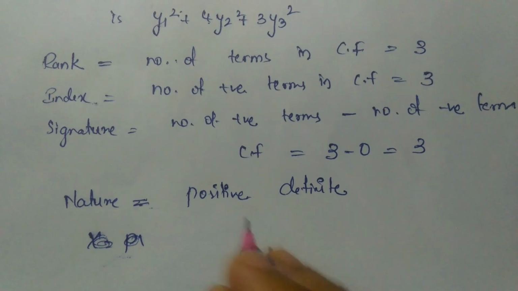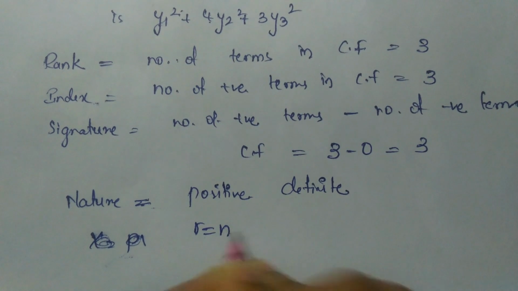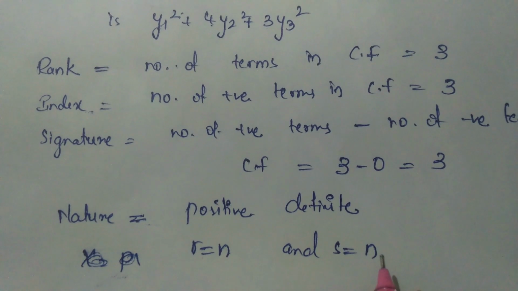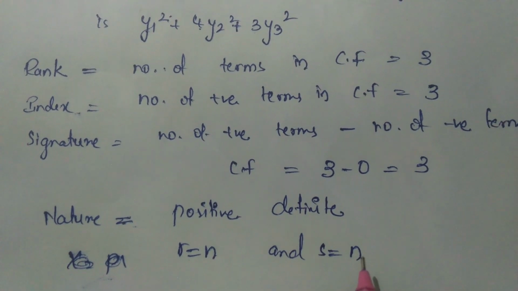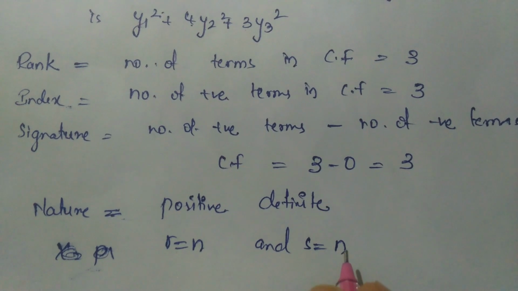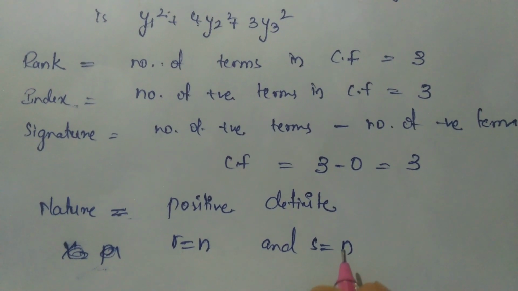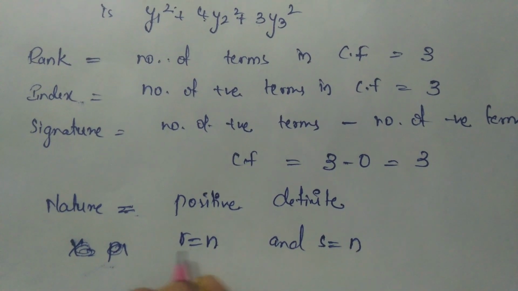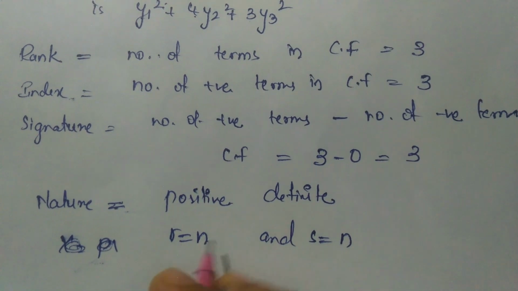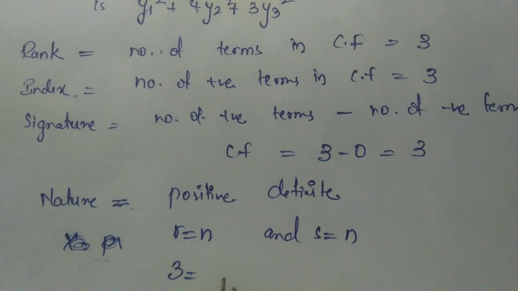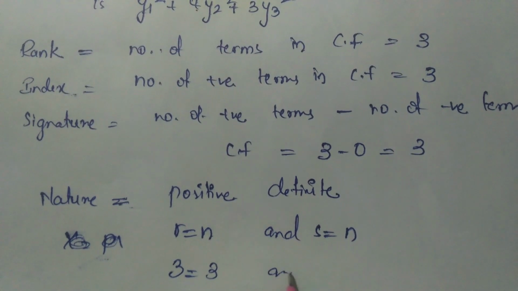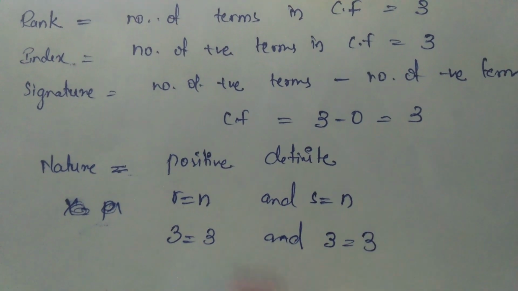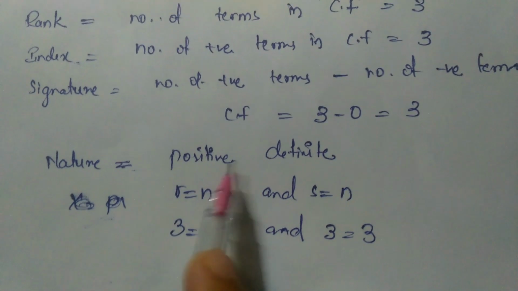The condition for positive definite, we know, is that R should equal N and S should equal N, or we can say that all the eigenvalues of A are positive and non-zero. The eigenvalues were 1, 4 and 3, which are positive and non-zero. So we can tell it this way, or R equals N and S equals N. R is the rank, that is 3. N is the number of variables, which is 3. And S is the index, which we also got as 3. So this condition is satisfied, and the nature is positive definite.